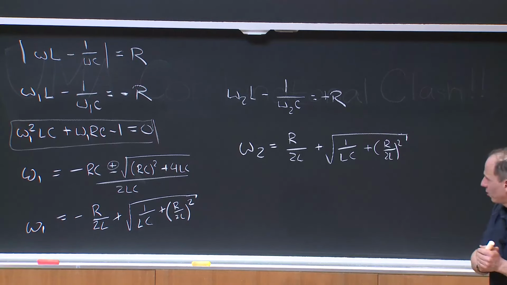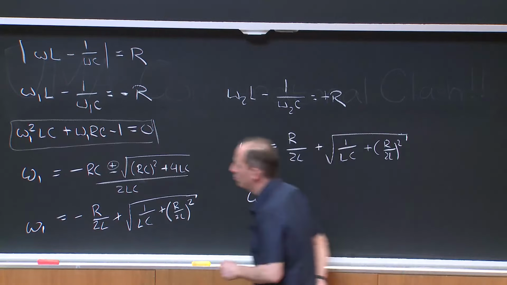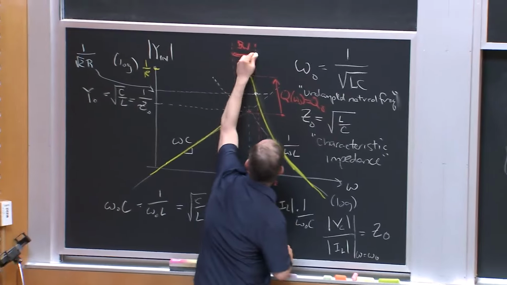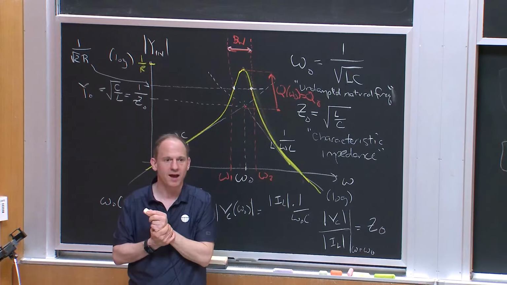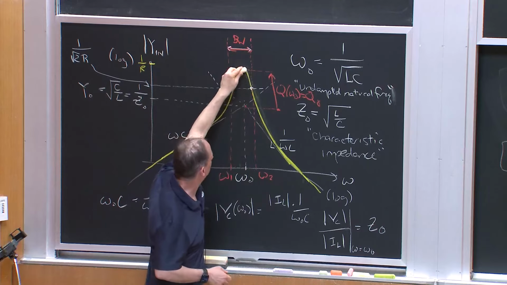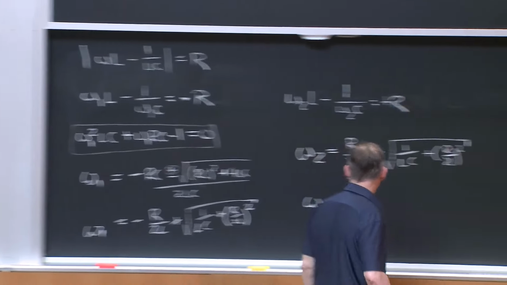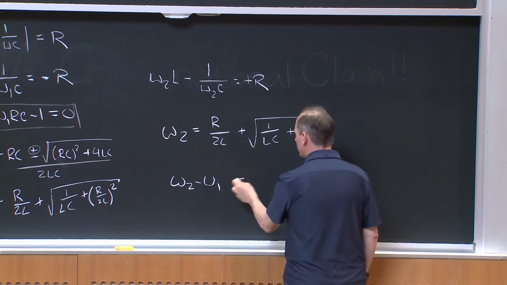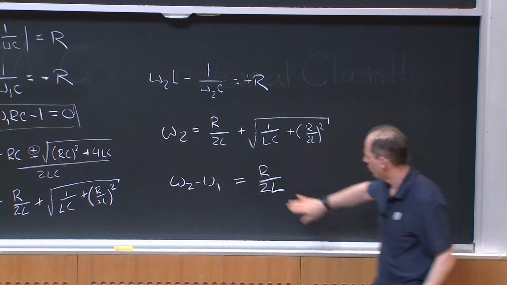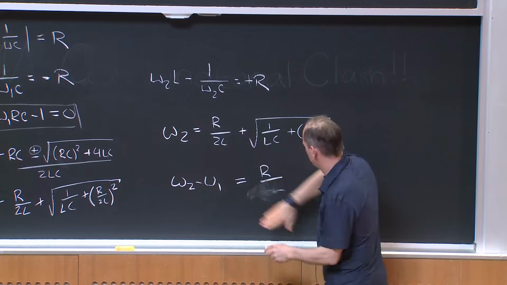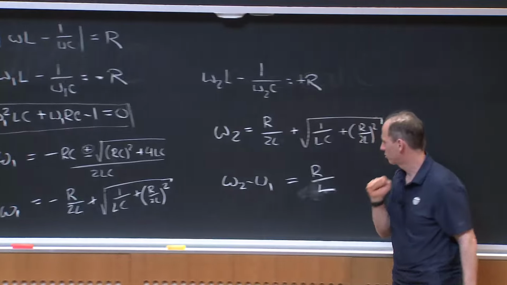But here's the point I wanted to make. What is omega 2 minus omega 1? What I'm trying to do is calculate the width in frequency over which I have at least half the power as I do at the peak. That's sometimes called the half power bandwidth. And if I get that, it's just equal to R over 2L. I'm sorry, it's just equal to R over L, because R over 2L plus R over 2L, and these other two terms cancel.